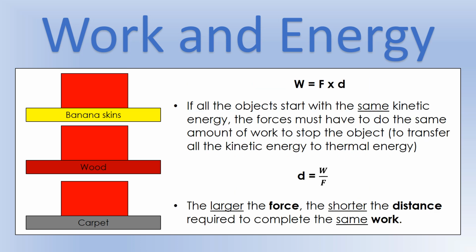So we're going to think about this in terms of work, and remember work is force times distance. We're going to consider them all starting with the same kinetic energy, and that means that the frictional force is going to have to do the same amount of work in each case to stop the object, because what it's effectively going to have to do is turn all that kinetic energy into thermal energy. So the frictional force has to do the same amount of work to stop all three of the objects because they start with the same kinetic energy.